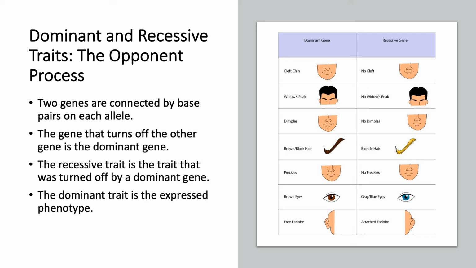And being able to turn off the other gene, that makes that gene the one that has the ability to turn off the other gene, the dominant gene. The gene that gets turned off by its partner there is actually called the recessive gene. So the dominant gene expresses because it has turned off the recessive gene. And these opponent processes, like I said, are in different parts of the body.